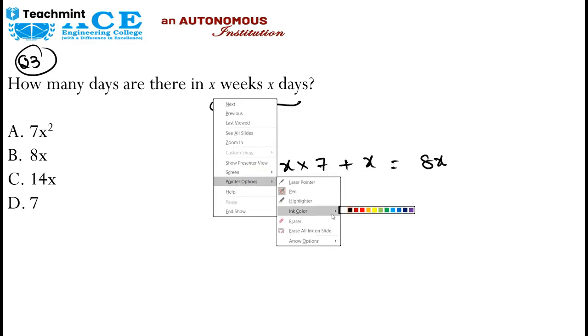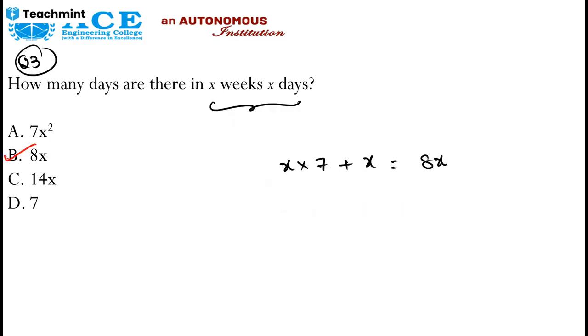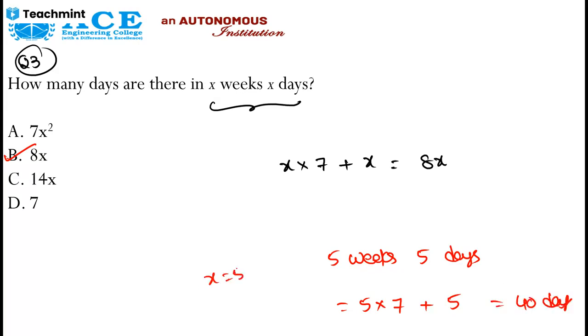In terms of X, you may not understand properly. Better to take one example, 5 weeks, 5 days. It's 5 into 7, every week 7 days, plus 5, which is 40 days. I take an X value 5. Substitute X value 5 in the option, you should give 40. Simple logic, right? If you don't understand, you take in terms of value and substitute that here. 8X.